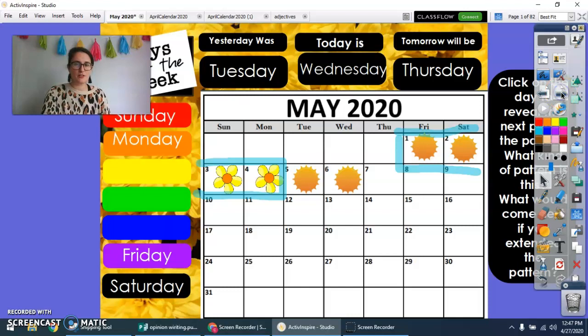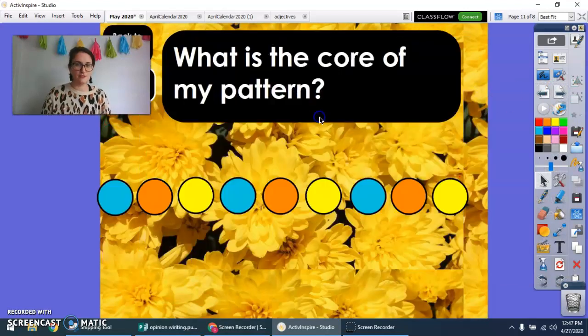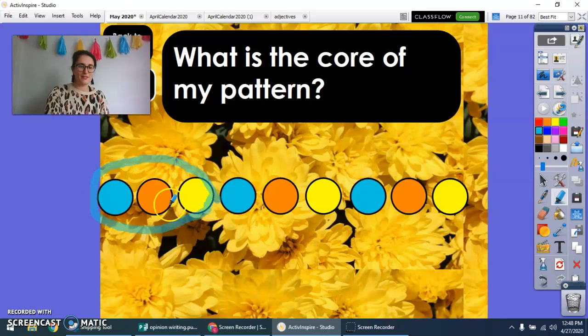So we are going to move on to our calendar review. All right. First question. What is the core of my pattern? Did you figure it out? So here I have blue, orange, yellow, blue, orange, yellow, blue, orange, yellow. So I have an A, B, C pattern, and that means that I have 3 pieces in my core. All right, so here is my core for my pattern, blue, orange, yellow.